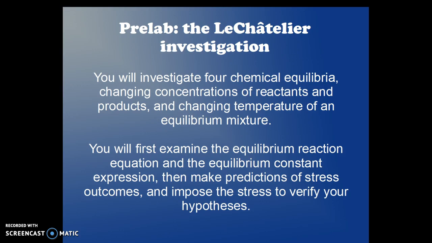both Q, which is the product of initial numbers, and K, which is the product of equilibrium concentrations or pressures. You'll then make predictions of the outcomes of various stresses applied to these systems, and then you're going to, in the lab, go ahead and impose the stress to verify or deny the hypotheses that you've made. So remember to make a hypothesis before you do a test.